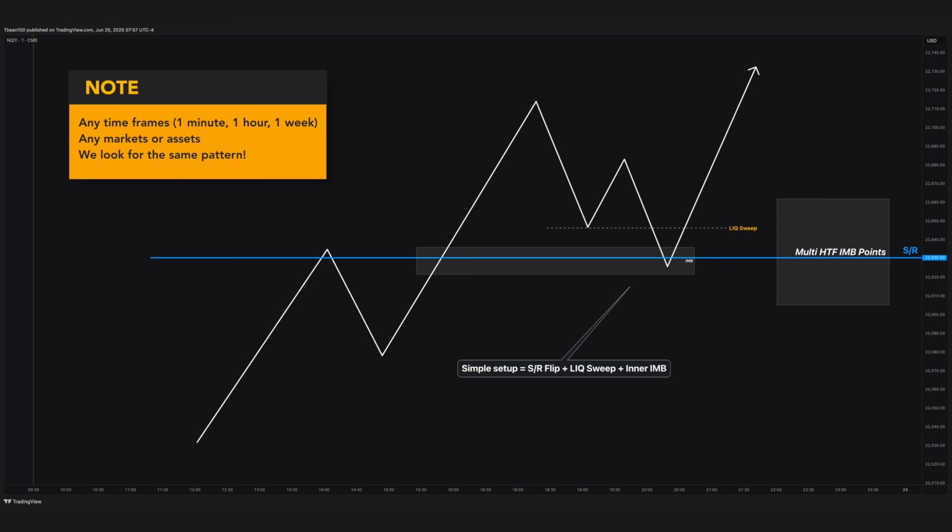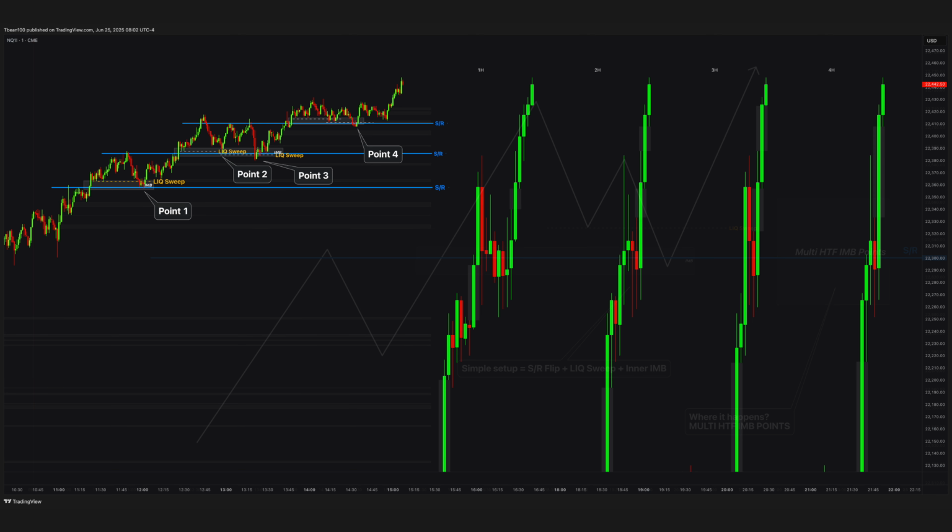And if this happens in the multi-time frame imbalance locations, it is even more amazing. You see, it is not that complicated actually. I want to look at the same chart with a different perspective now. On the right, we have much higher hourly time frames now.